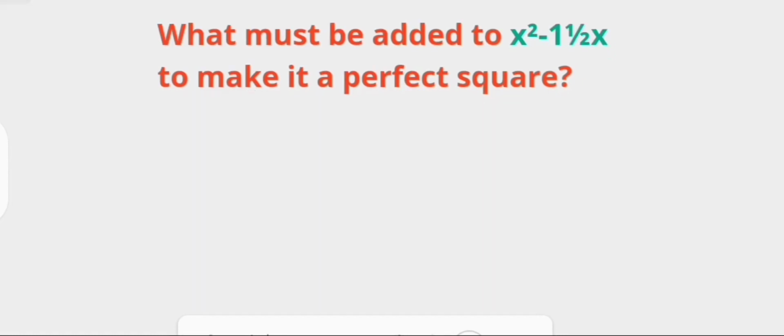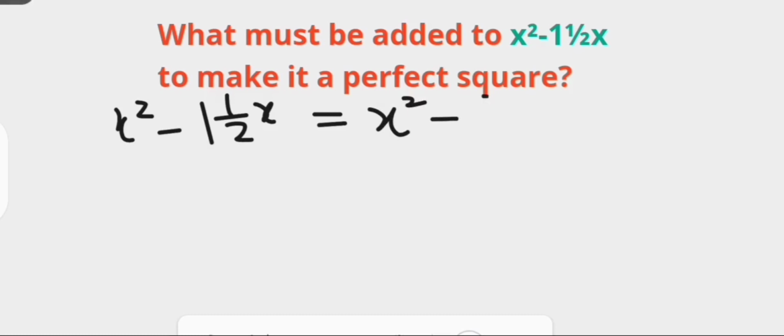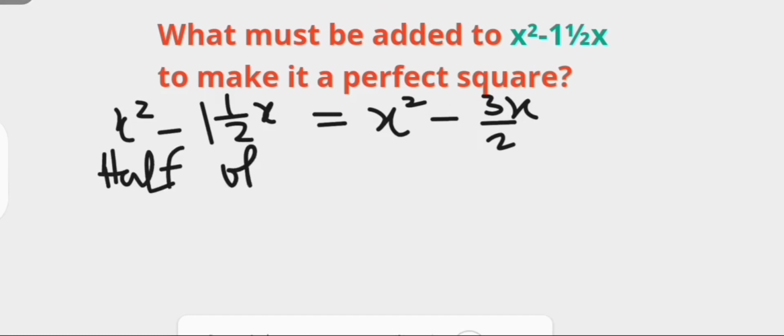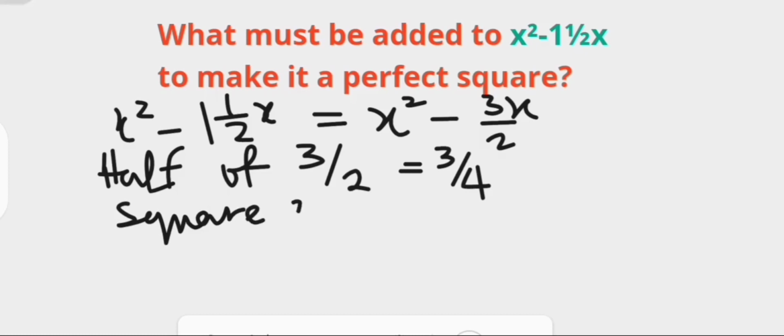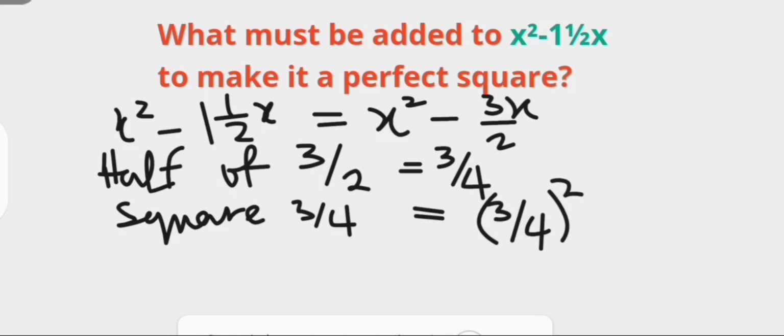Here is another one. What must be added to x squared minus 1.5x to make it a perfect square? Now, x squared minus 1.5x can first be written as x squared minus 3 over 2 x. So the coefficient of x is 3 over 2. Then we find half of 3 over 2. Half of 3 over 2 is 3 over 4. Then we square it to give us 3 over 4 squared, or 9 over 16.